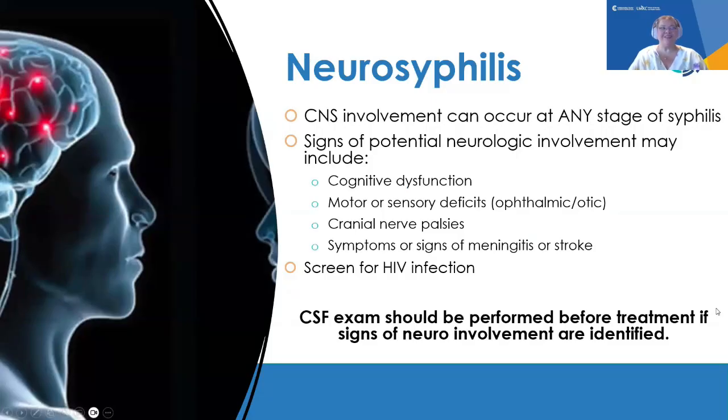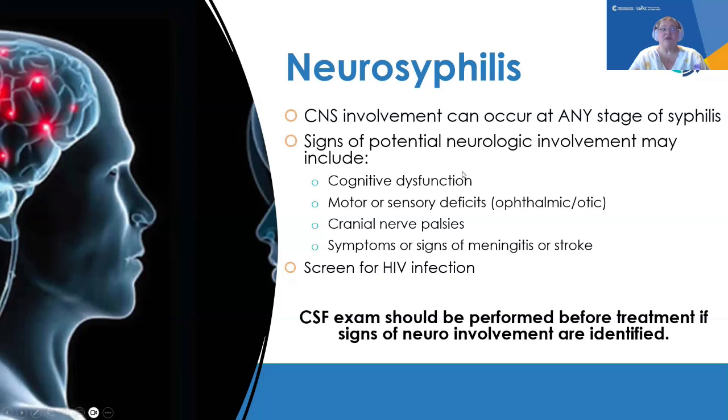And that leads us right into neurosyphilis, so great timing. It can occur at any stage of syphilis. They don't have to have it for years. They could have it for a couple weeks and it can just invade right on in. Always screen for HIV infection as well if they have any neurological involvement, because with HIV being immunocompromised, it has a likelier chance of becoming neurosyphilis.